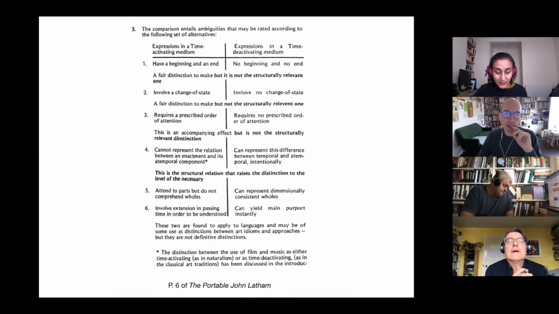So this is a table in Latham's document, Event Structure, Approach to a Basic Contradiction. It classifies both film and music as time-activating media, as opposed to the media of classical art. Both the music and film operate by ordering a series of event structures.